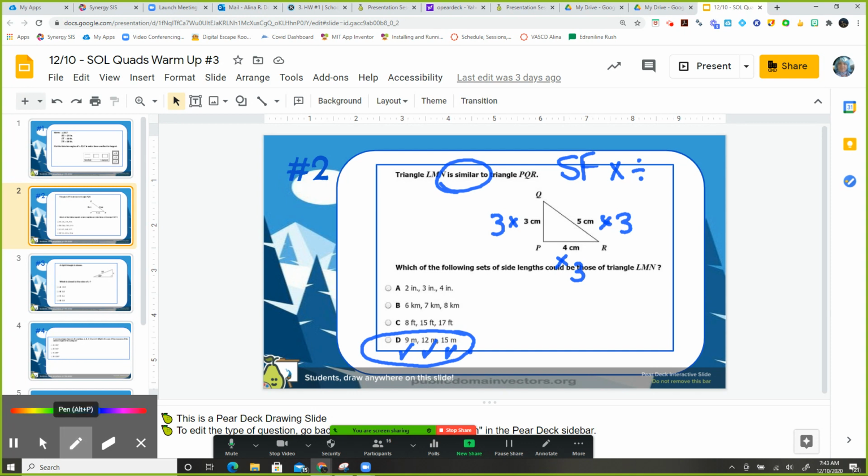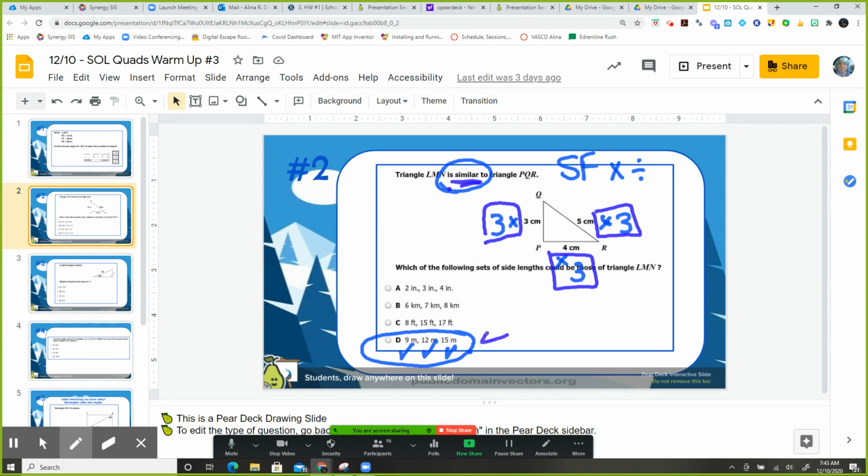Basically, when we're doing scale factor, when we're doing similarity, we need to have some kind of scale factor. We need to be able to multiply all the sides by a specific number or divide by a specific number in order to get something bigger or smaller. So that's kind of how you want to work through that question.